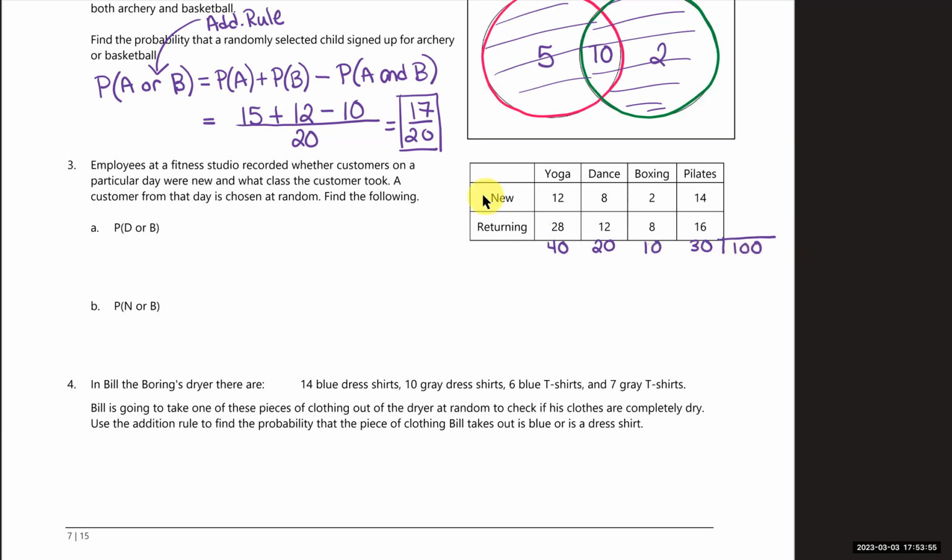And of those 100 people, they also kept track of who was new. So if we go across and add there, that will be 36 new customers. And then returning customers, there were 64. So again, giving us our 100 people. So this is called a two-way table. We're keeping track of 2 things, new or returning and also what class they took. All right, so we're going to pick a customer at random and find the probability that they either took dance or boxing. So we'll just do D or B, dance or boxing.